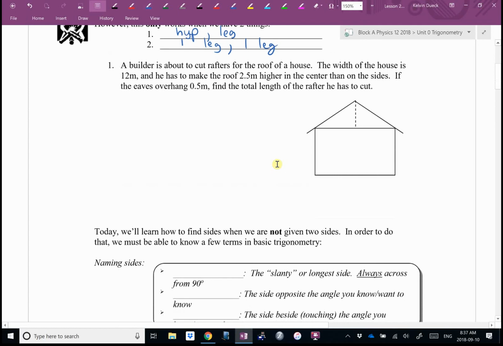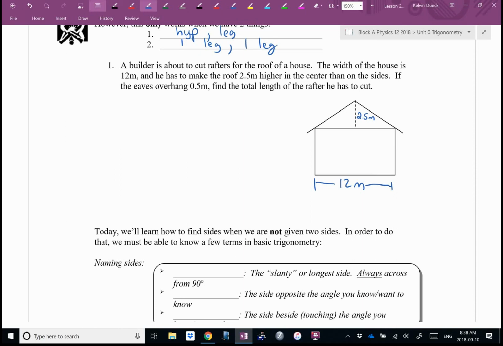Okay. For example, a builder is about to cut rafters for the roof of a house. The width of the house is 12 meters. You know what? I'm going to label that on the picture right there. And he has to make the roof 2.5 meters higher in the center than on the sides. I think I can safely say that's 2.5 meters right there. If the eaves overhang by 0.5 meters, find the total length of the rafter he has to cut.